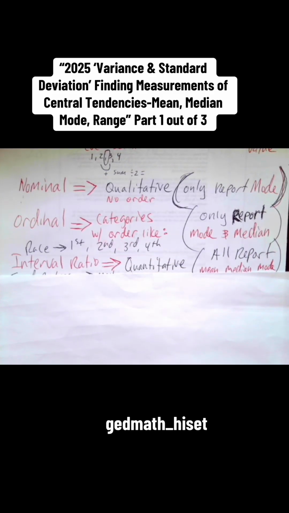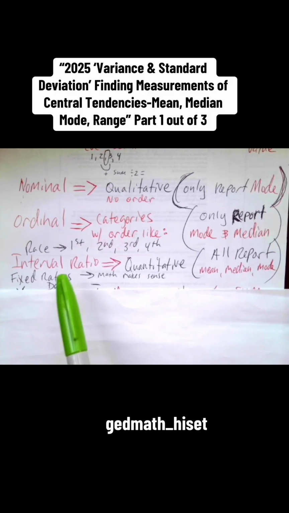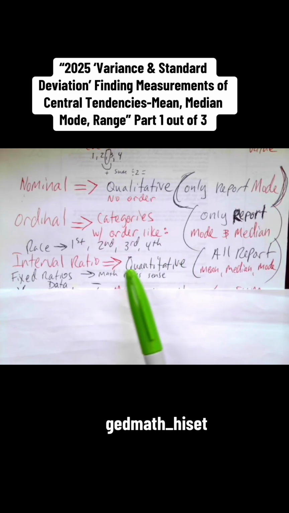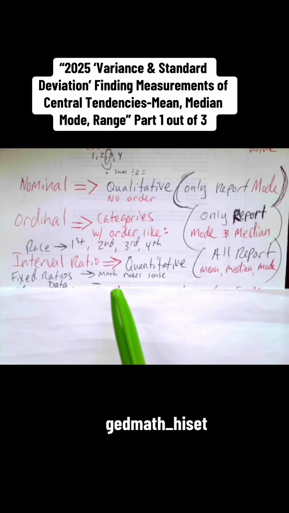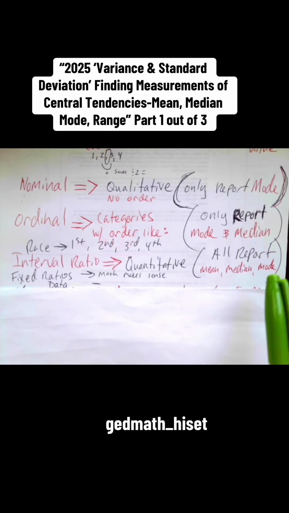Let's take a look here. Interval ratio. Interval ratio, right? That is a fixed ratio set of data, right? Where the quantitative is, well, what makes sense mathematically. If it's quantitative, what makes sense mathematically? And all will be reported the mean. You can find a mean, median, and mode using interval ratio or quantitative data. Think about quantity of values.